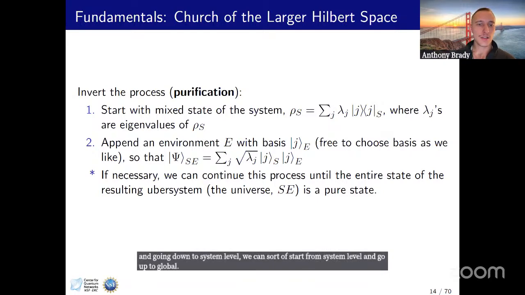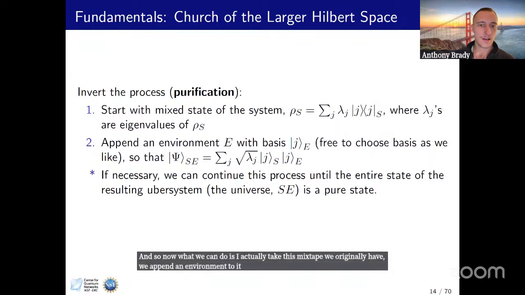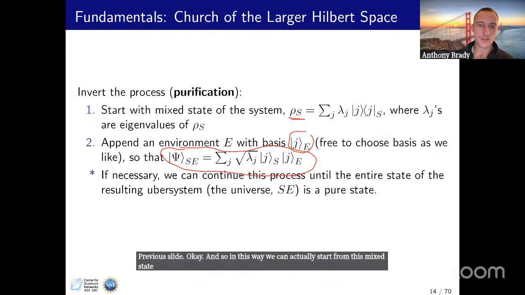Now what we can do is take the mixed state we originally have and append an environment to it, with some basis j of E, which I've written here. Then we define some global state in this form. This is the state from the previous slide. In this way, we can start from this mixed state and take it to a pure state. And if necessary, we can continue this process indefinitely until the entire state of this sort of uber system is a pure state.